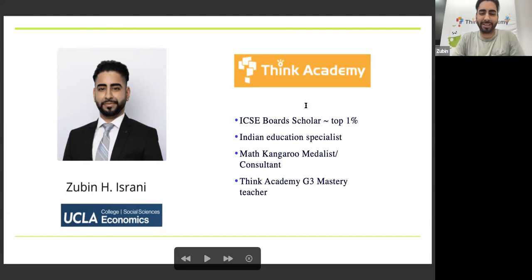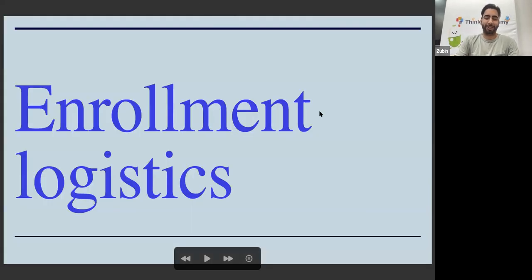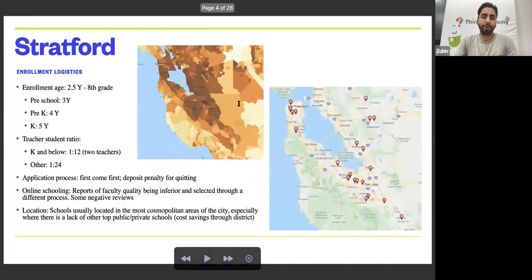Right. So with that said, let's begin with the enrollment logistics. First, we will begin with the application procedure, and then we will conduct our analysis of the differences. So when it comes to Stratford, the enrollment logistics is as follows.